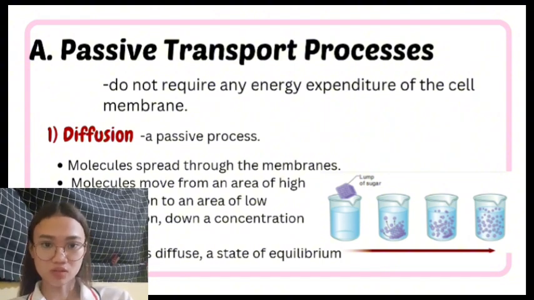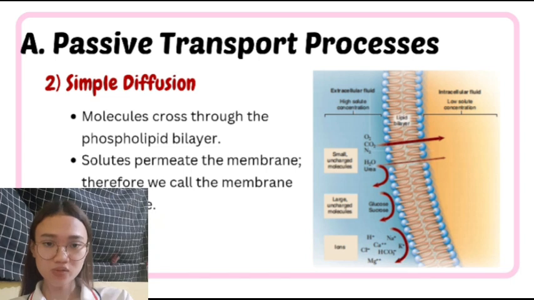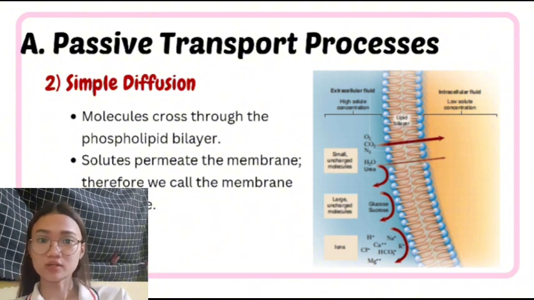Molecules spread out through the membranes, and molecules move from an area of high concentration to an area of low concentration, down the concentration gradient. So as molecules diffuse, a state of equilibrium will occur. So next we have the simple diffusion. So molecules pass through the phospholipid bilayer, and solutes permeate the membrane. Therefore, we call the membrane permeable.